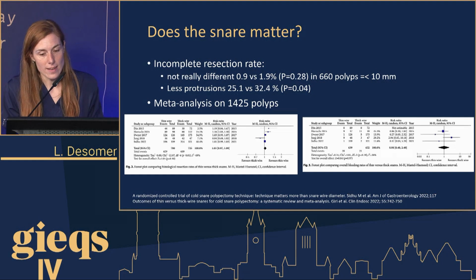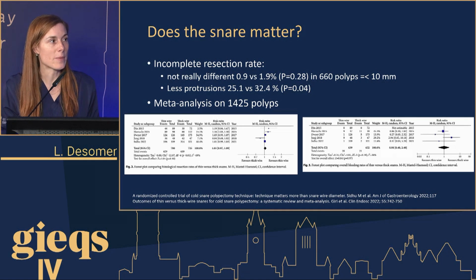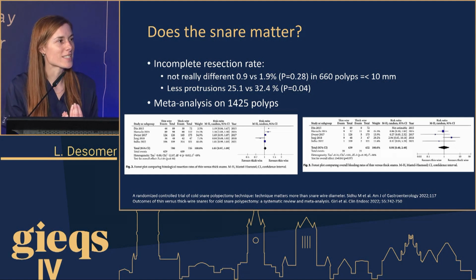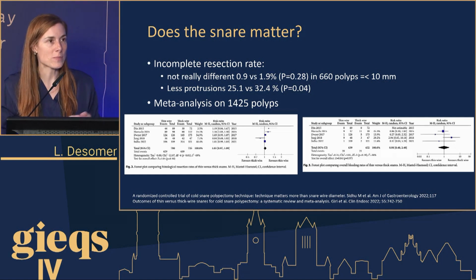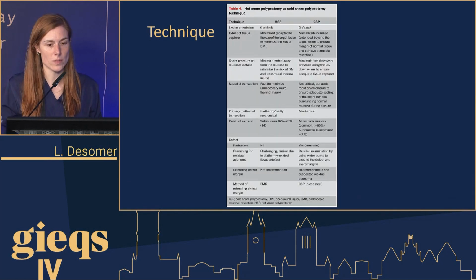Actually, the snares have not really been shown to contribute to complete resection. So it's more about technique than it is about the snare wire. But I think we can all agree that when you have a thinner wire snare, it will transect more easily, and you'll be able to inspect the defect better because you'll have a cleaner defect and so on.